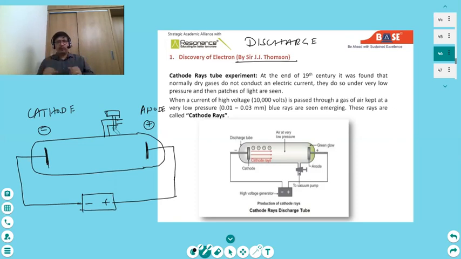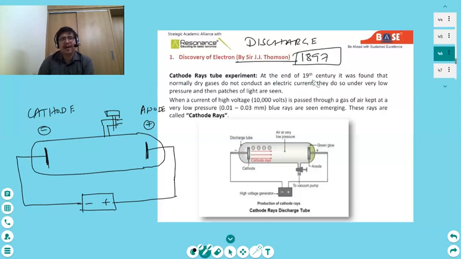So one thing was known. Faraday had done an experiment before this, and even Mr. J.J. Stoney. One thing was known about static current: you take a scale and rub it on your hair, and you can attract small bits of paper, and even in winter, the woolen clothes and all. So that static electricity concept was already known at that point of time. So the cathode ray tube experiment was done at the end of the 19th century, around 1897.